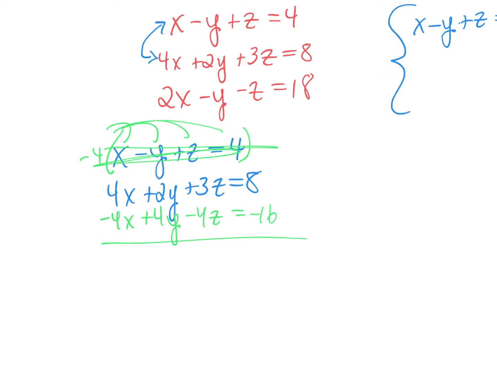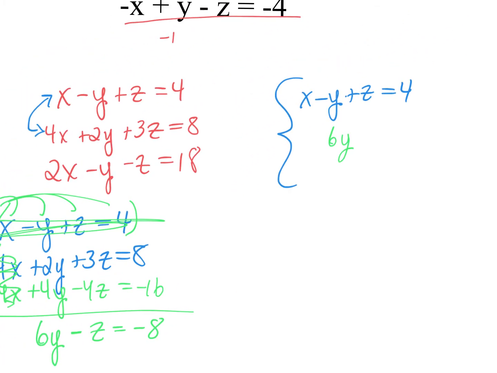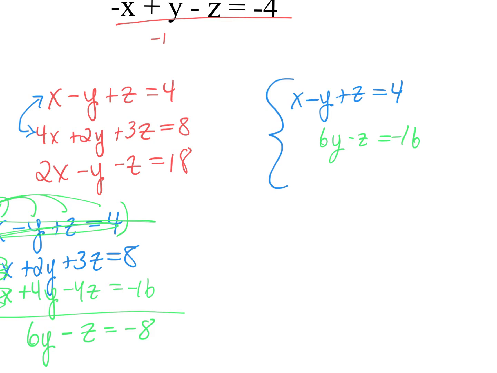So when we combine, our x's cancel out. 4 plus 2 gives me 6y. 3 and a -4 gives me -1z equals 8 minus 16 is -8. So there's my second equation: 6y minus z equals -8. So my last equation, I wanted to say just z equals.